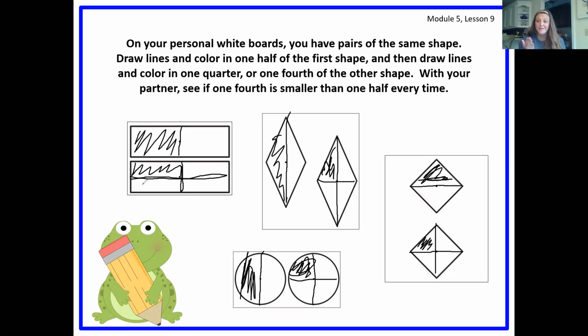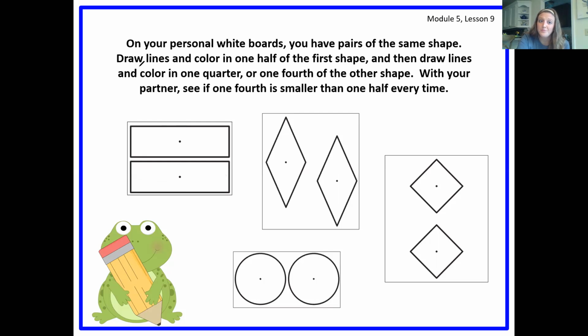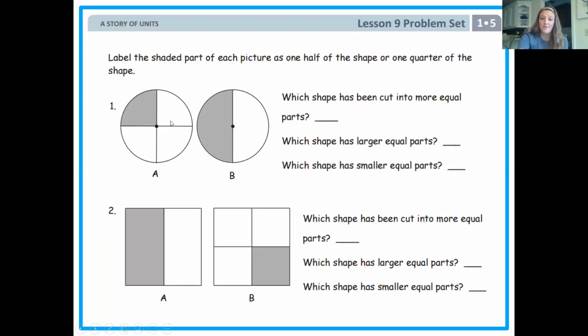So if I look at these every single time, which one is larger? My 1/2 is always larger. Which one is smaller every single time? The 1/4 is smaller, or the 4th. So the more pieces, the smaller the parts. The less pieces, the bigger the parts. So I cut it into 2 pieces, they're going to be bigger. And when I cut it into 4 pieces, your parts will be smaller. So I want you to keep that in your mind as we work through our problem set today, okay?